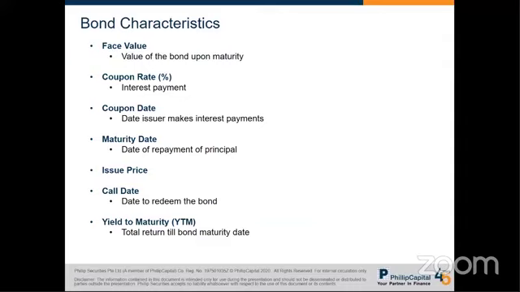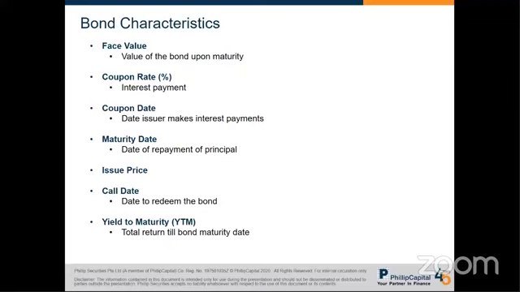Some terms that you may want to familiarize yourself with before purchasing your first bond. Face value. Face value is the amount the bond will be worth at maturity. This is also the reference amount the bond issuer uses when calculating interest payments. For example, say an issuer issued their bonds at $100.